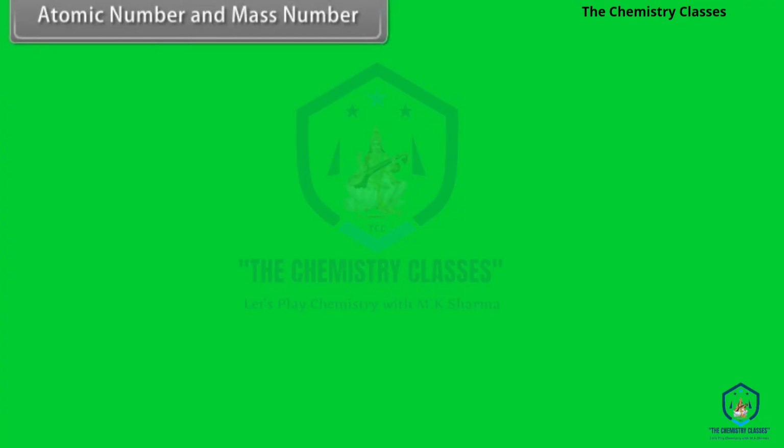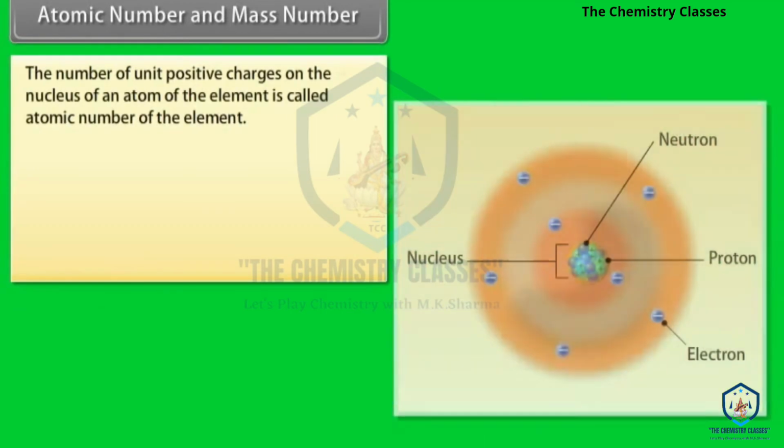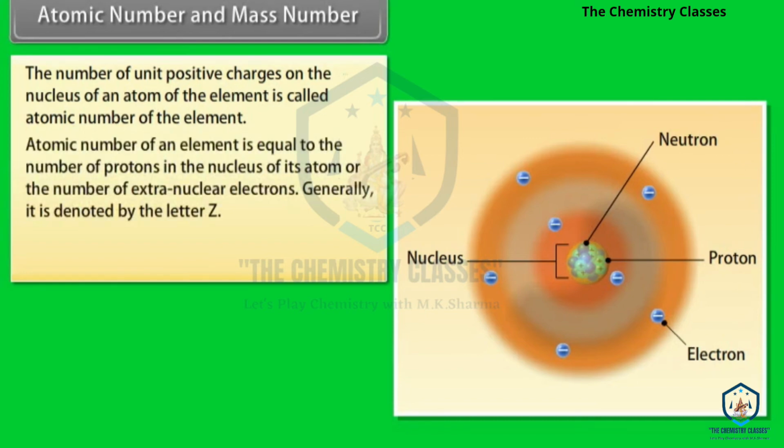Atomic number and mass number. The number of unit positive charges on the nucleus of an atom of the element is called atomic number of the element. Atomic number of an element is equal to the number of protons in the nucleus of its atom or the number of extranuclear electrons. Generally, it is denoted by the letter Z. Atomic number Z is equal to number of protons, which is equal to number of electrons.